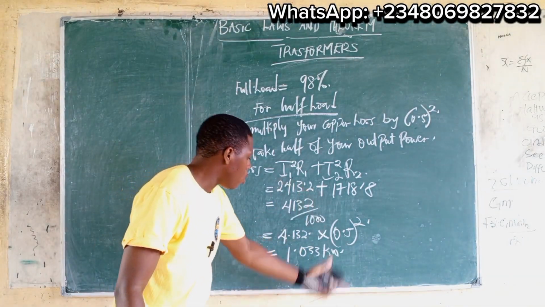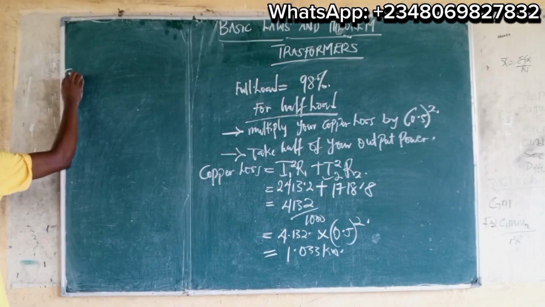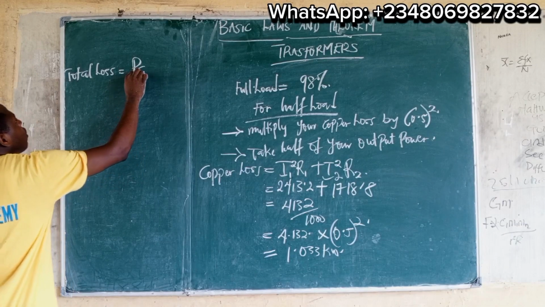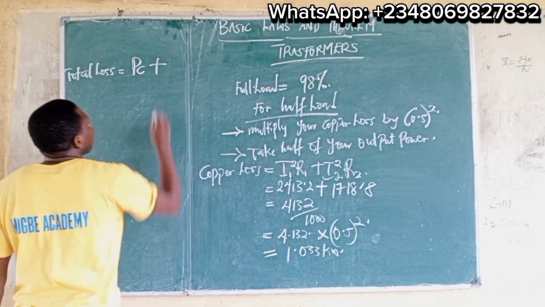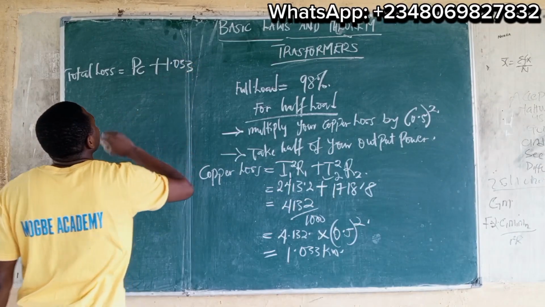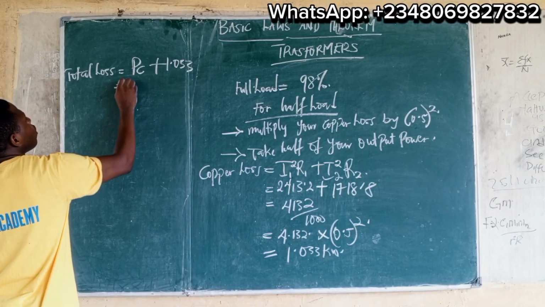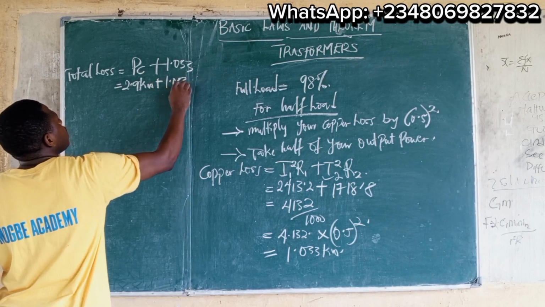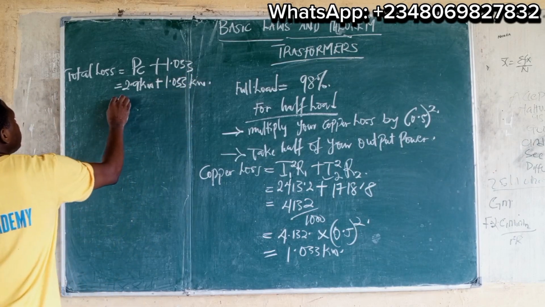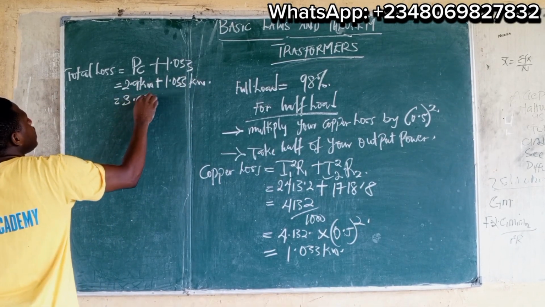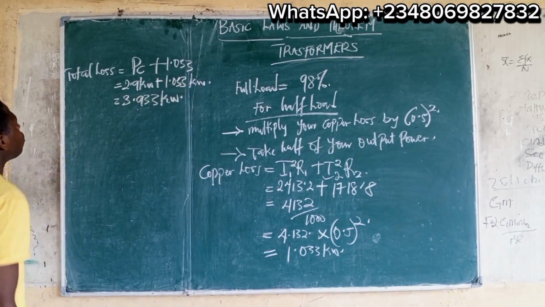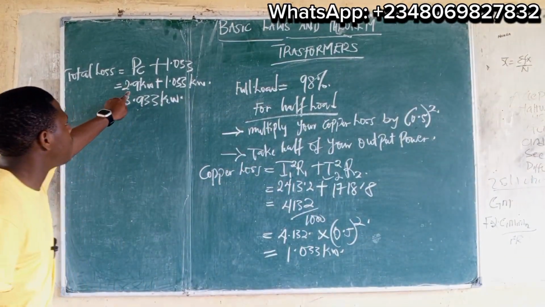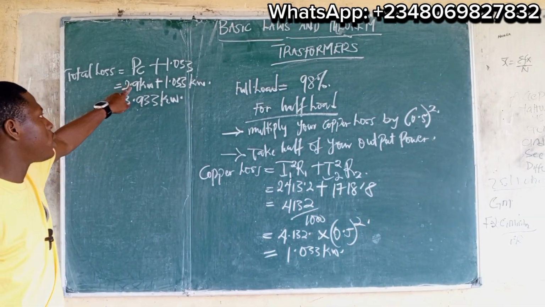Now what you do next is use your copper loss to calculate your total losses. Total loss is equal to PC, which is the iron loss, plus our copper loss, which is 1.033. We know our iron loss to be 2.9 kilowatts plus 1.033 kilowatts. If you do this simple calculation, we arrive at 3.933 kilowatts. So this is our new total losses. This is our new copper loss, but what is not changing? Our iron loss, because it was a constant given.